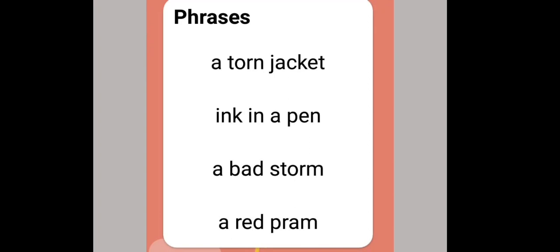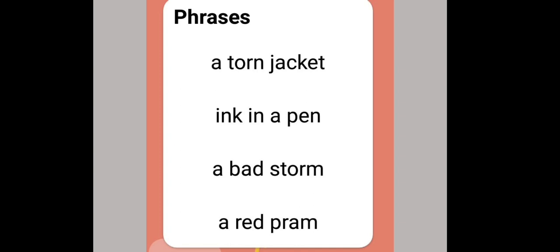Now I want us to read these short sentences. Remember the last time we talked about when "a" is seen standing alone, we changed the sound to "uh" because "a" is so shy to be on its own. Now can we read the first sentence? A, t, or, torn, j, a, k, e, t, jacket. A torn jacket.